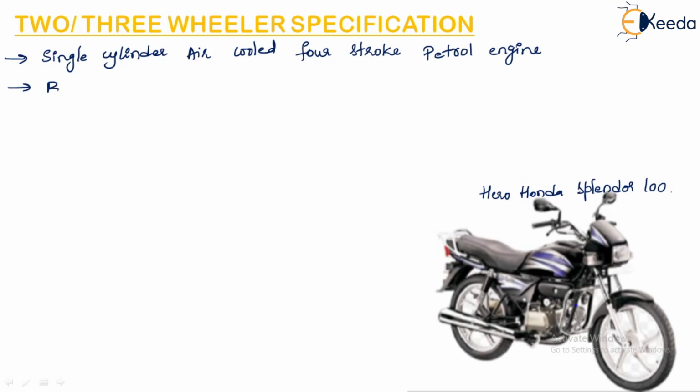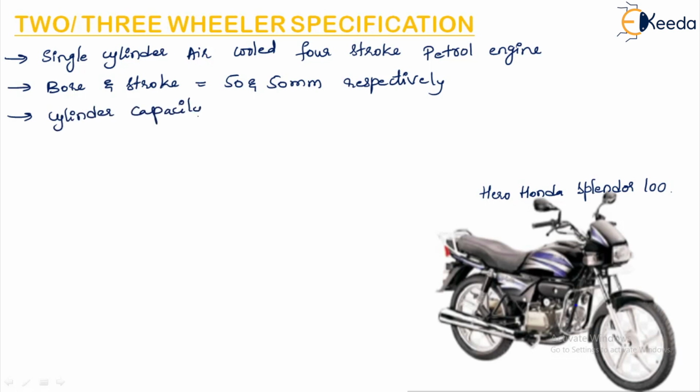Now the bore and the stroke is 50 and 50 mm respectively. So both the bore and the stroke will be 50 mm. Then the cylinder capacity. Cylinder capacity is 100 cc. cc is nothing but cubic centimeter.